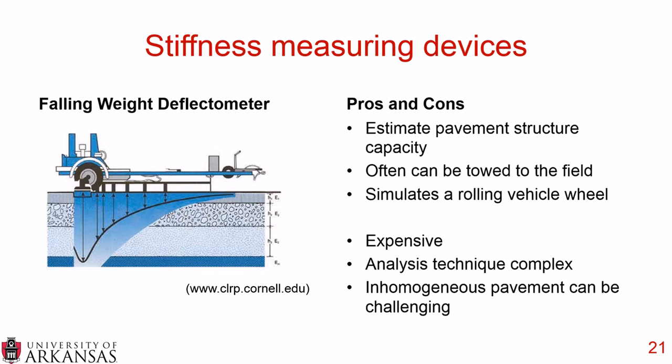Now it is relatively expensive, the analysis technique is quite complex, and if you have inhomogeneous pavement underneath, it can be challenging because as you can see on the image on the left, when you drop a weight, a wave goes out. And if you have an inhomogeneous mixture where those little devices are placed on the pavement away from the weight, if they're on some sort of aberration in the pavement surface, you could get an erroneous reading. So those are things that you just want to keep an eye out on.